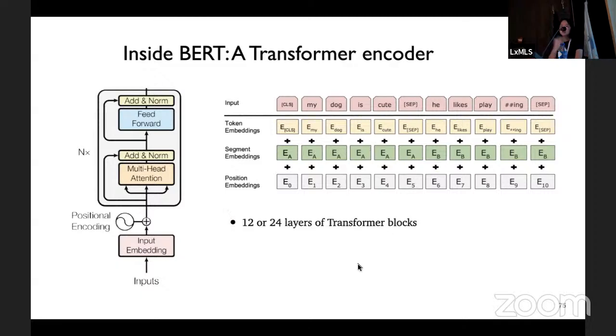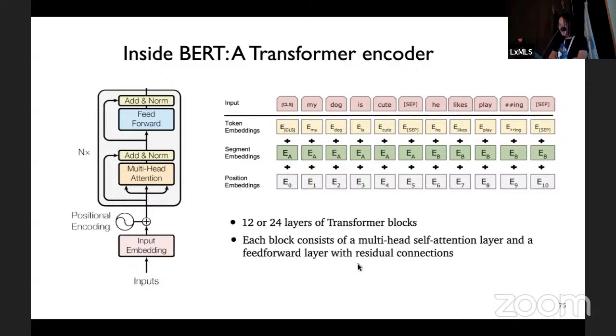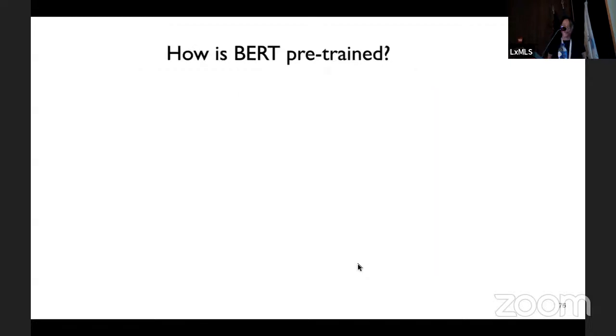BERT has 2 architectures, BERT base and BERT large. BERT base has 12 layers, BERT large has 24 layers. And again, each block has multi-head self-attention and a feed-forward layer with a residual connection and layer normalization. So the key question is how is BERT actually trained? This is really one of the major contributions of BERT. BERT takes the transformer encoder and proposes a new way to pre-train such language models.